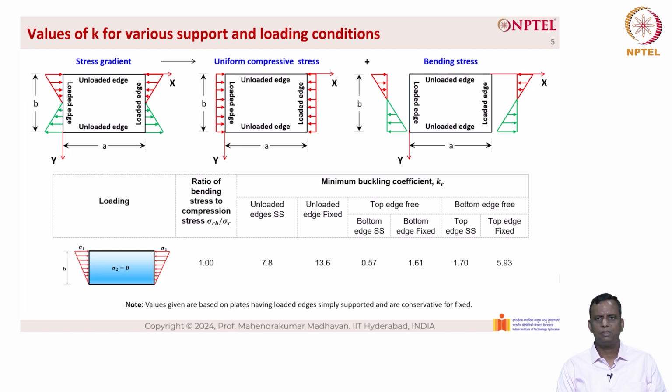In uniform compression, the top edge free or the bottom edge free, the values of k were same because the loading conditions were the same. Here the loading conditions are such that the top of the plate is taking sigma 1, which is the maximum compressive stress, and the bottom is subjected to 0, and hence there should be a change in the k value depending upon the boundary conditions.